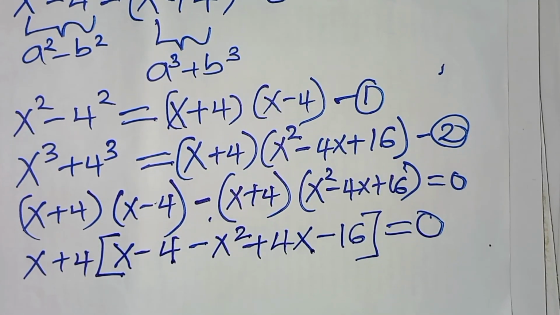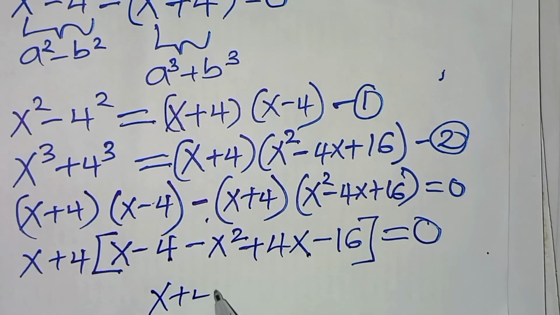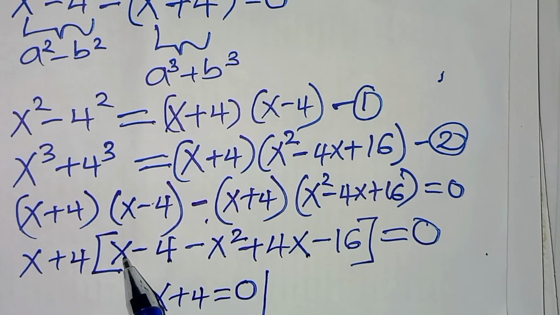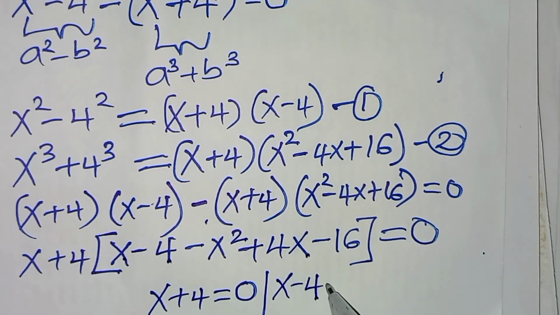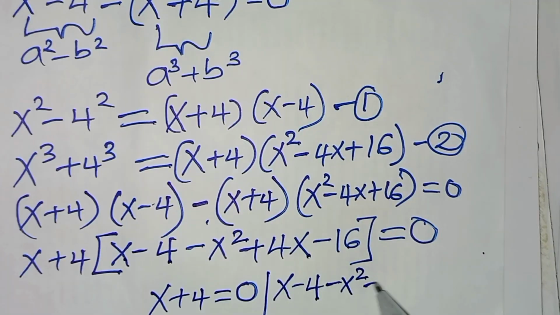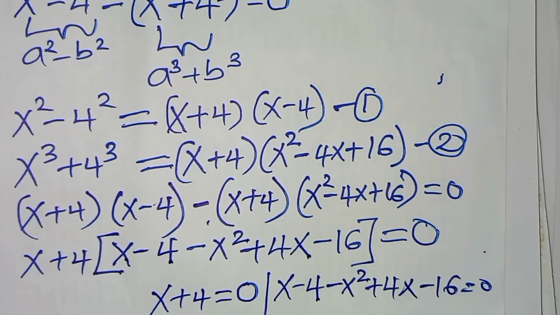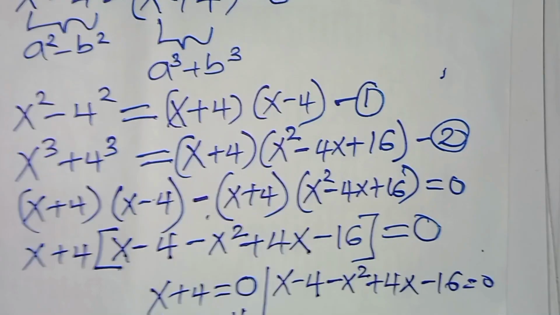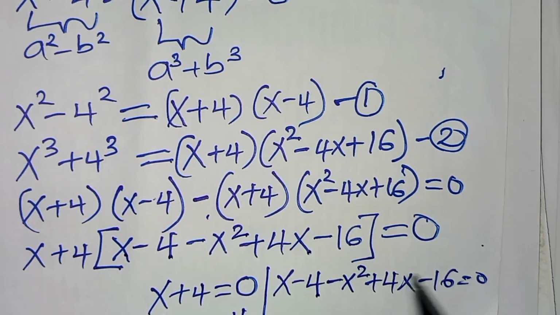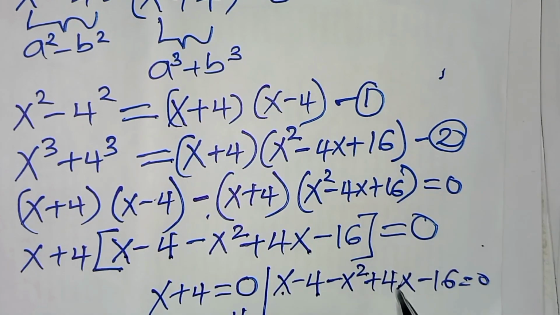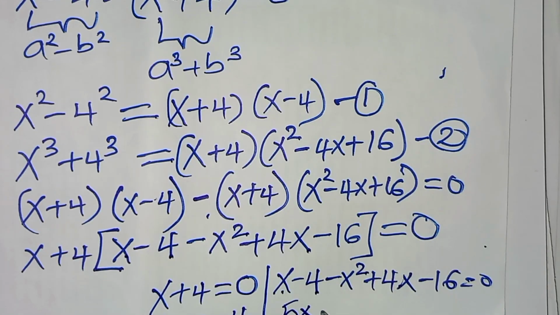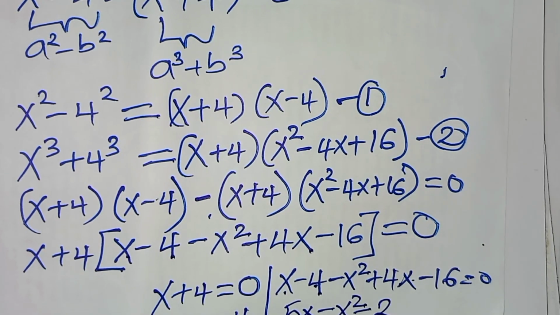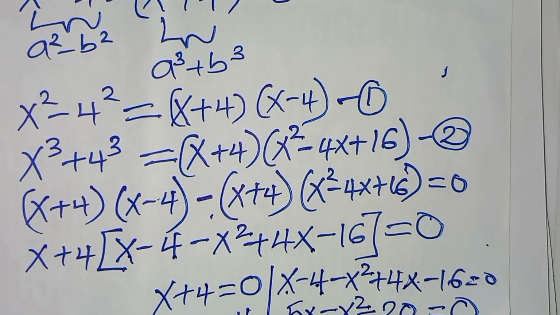Now from here we have two parts. The first part is x plus 4 is equal to 0, and the second part is x subtract 4, subtract x to power 2 plus 4x minus 16, is equal to 0. So in the first part, x plus 4 is equal to 0, that means x1 is equal to negative 4. So this is the first value of x, the real solution here. Then we have x plus 4x, which is basically 5x, then negative 4 subtract 16, which is negative 20, and this is equal to 0.